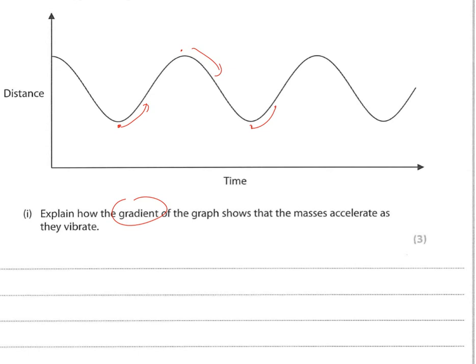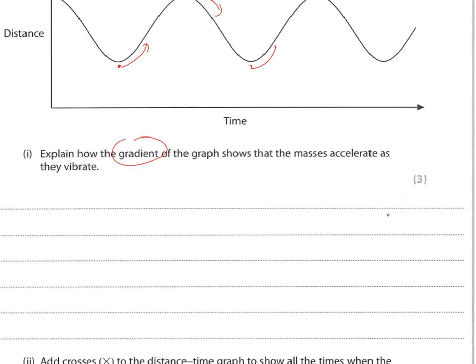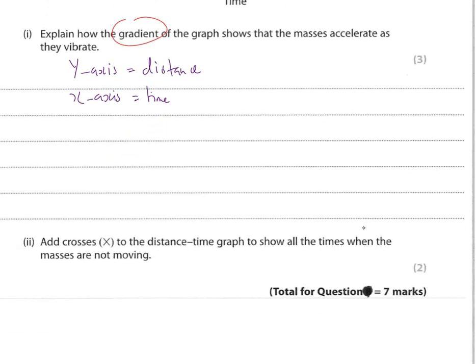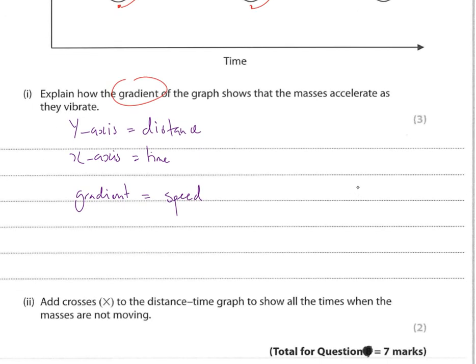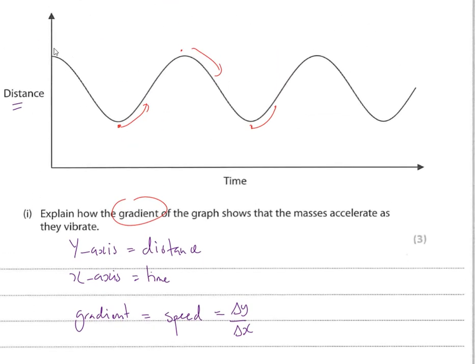How does the gradient show that the masses accelerate as they vibrate? Okay, now first of all, what's on the y-axis? So first of all, y-axis equals distance, x-axis equals time. So the gradient gives us speed. The gradient actually gives us the speed, which is the change in y over change in x. There you go.